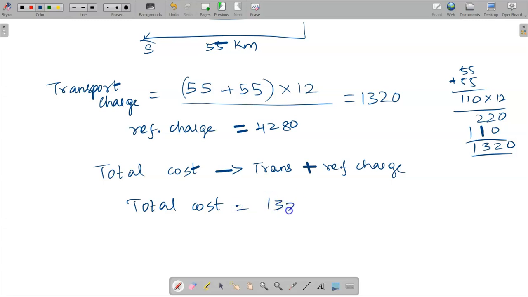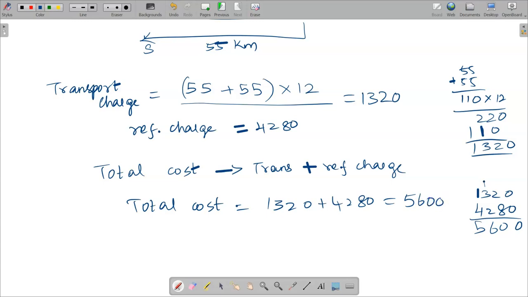which is given by 1320 plus 4280. Okay, so just add these two values. So 0 plus 0, 0; 8 plus 2 is 10. So 1 carry, 3 plus 2 is 5, 5 plus 1 is 6. So 4 plus 1 is 5. So the total cost is 5600.